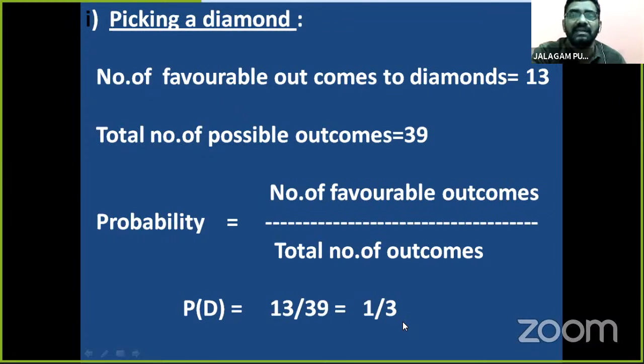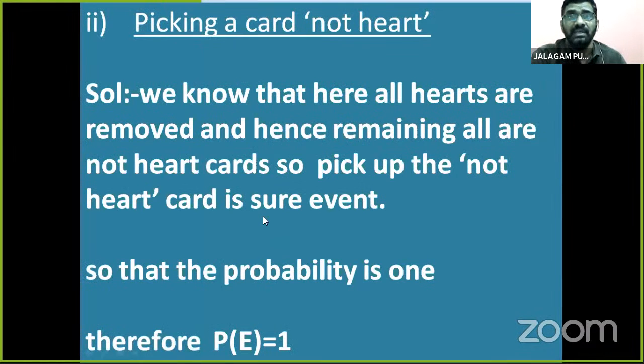So 1 by 3 is the probability of picking a diamond. Next one is picking a card not heart. See carefully, children, picking a card which is not heart. We know that here all hearts are removed already, and hence the remaining cards are all not heart cards.